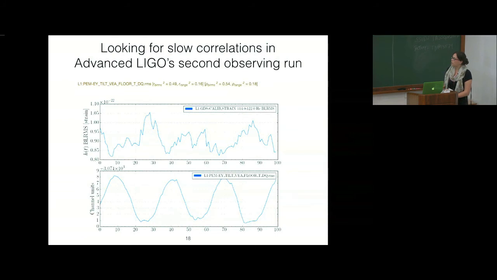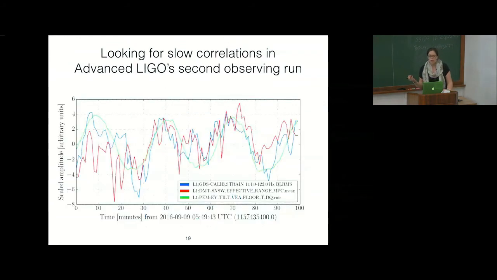This channel is at the end Y station, so the end of the Y arm. And it's a tilt monitor, so it's looking at the tilt of essentially the concrete slab that's holding all of our instrumentation. But on these kinds of timescales, it actually functions much more like a temperature sensor than it does a tilt sensor. So we're looking really effectively at variations in temperature.